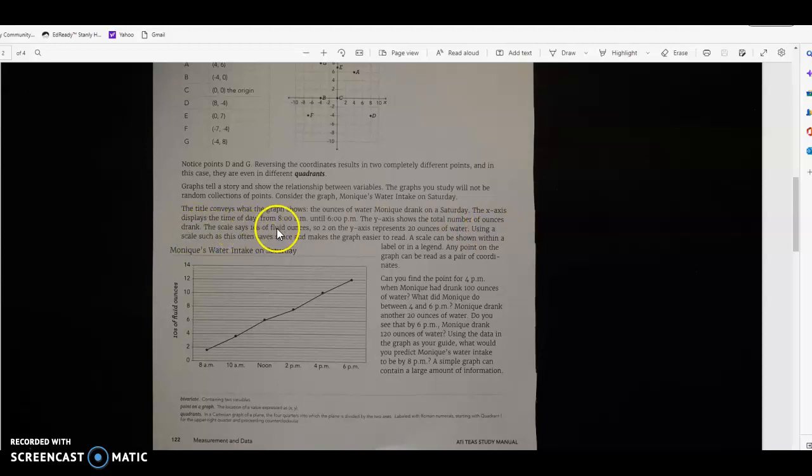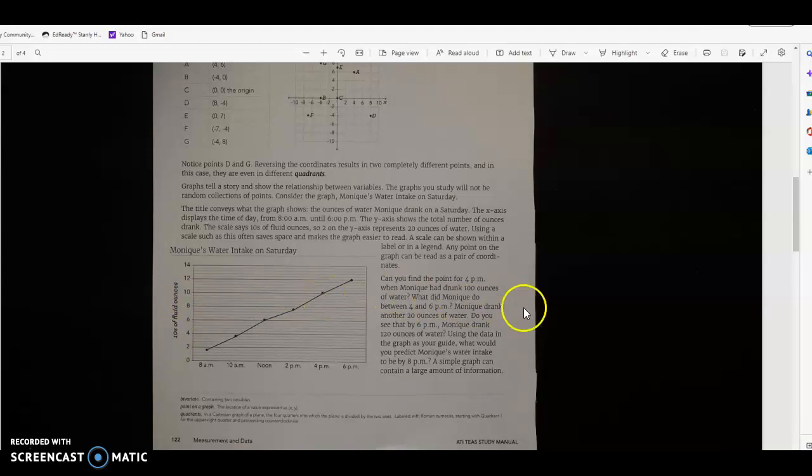The scale says tens of fluid ounces, so 2 would represent 20. So that's your scale. We wanted to find the point for 4 p.m. where Monica had drunk 100 ounces of water. So go over to 4 p.m. and then we go straight up. And we see it is almost exactly on the 10 if we go straight across. So 10 times 10 gives us 100 ounces.